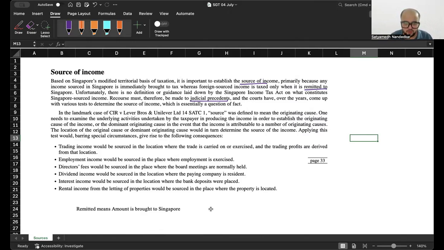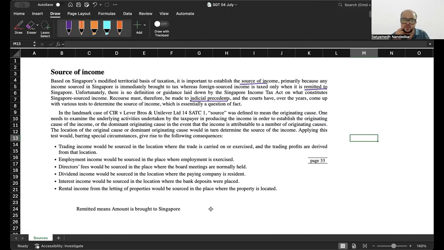Applying this test would, barring special circumstances, give rise to the following consequences. Trading income would be sourced in the location where the trade is carried on or exercised, and the trading profits are derived from that location. I have an office in Singapore City, and my head office is there. From that particular location, I'm trading with people within the country and outside the country. The income would be deemed to be derived from that location.